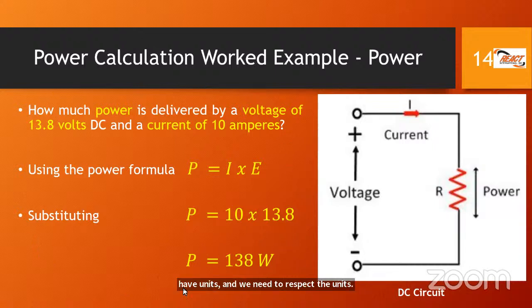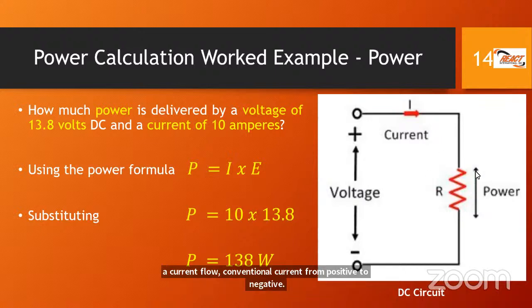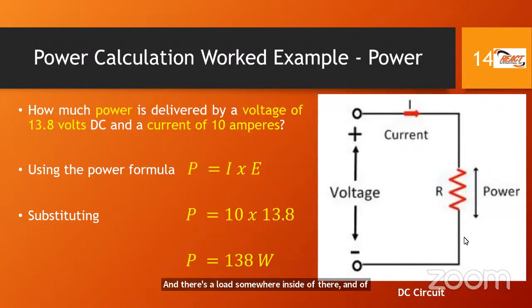And folks, this is an actual question in the exam. And we're just putting a circuit here to represent. So when we are doing these formulae and calculations, we could sort of make it real and say, this is a circuit. There's a voltage caused by a battery. There's a current flow, conventional current from positive to negative. And there's a load somewhere inside of there. And of course, there's power dissipated over that load. And if we want to calculate the amount of power dissipated by this load or resistance, we can use the power formula. So let's do another example.